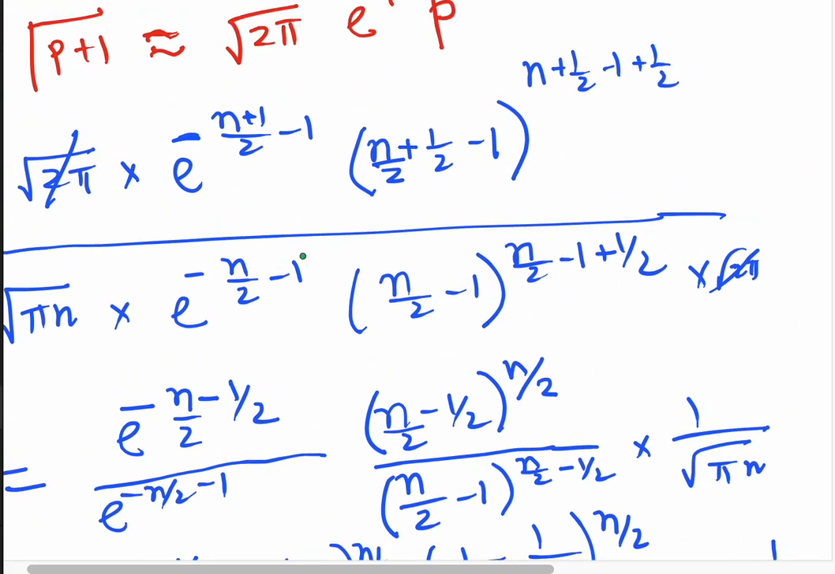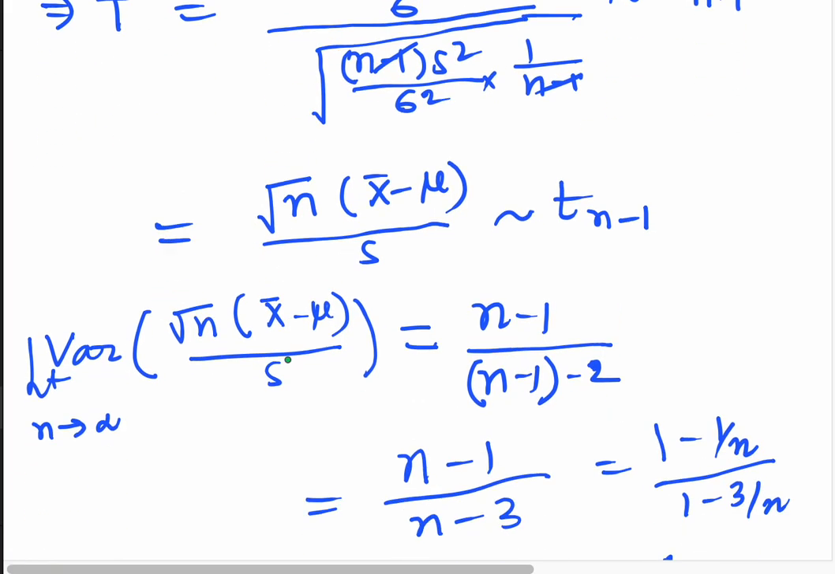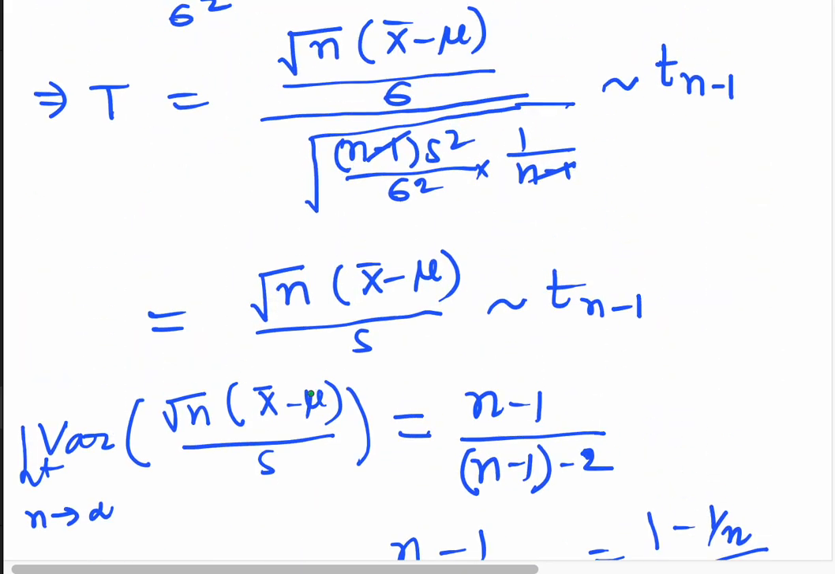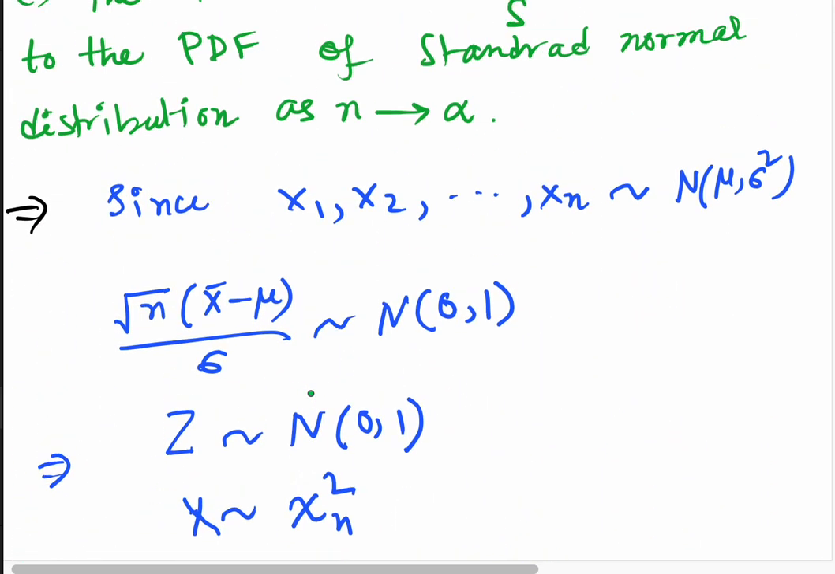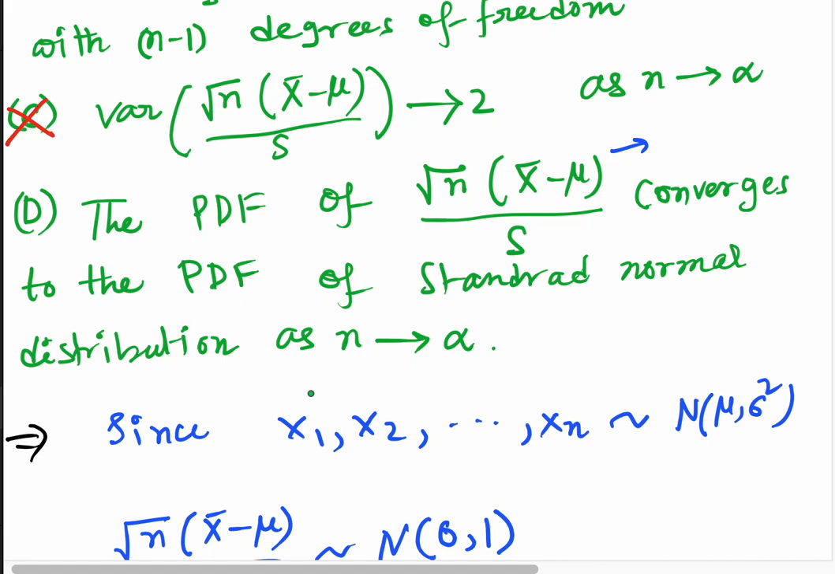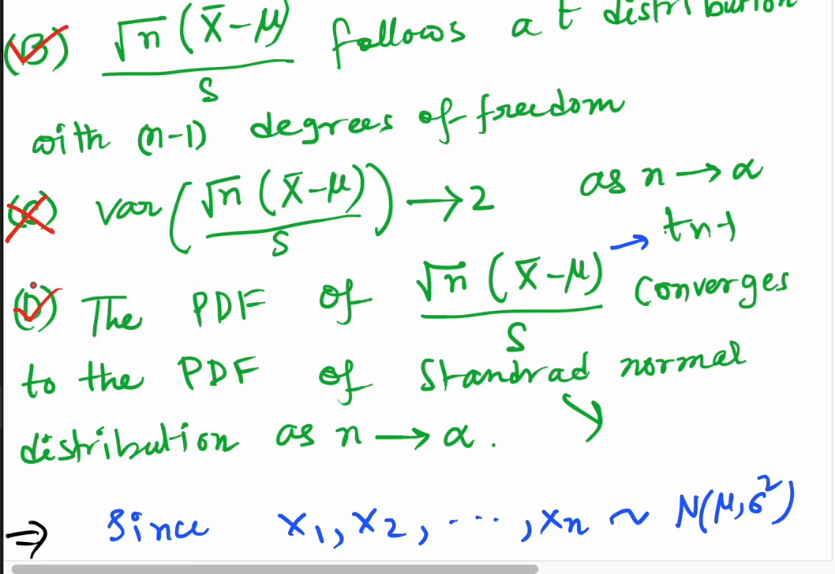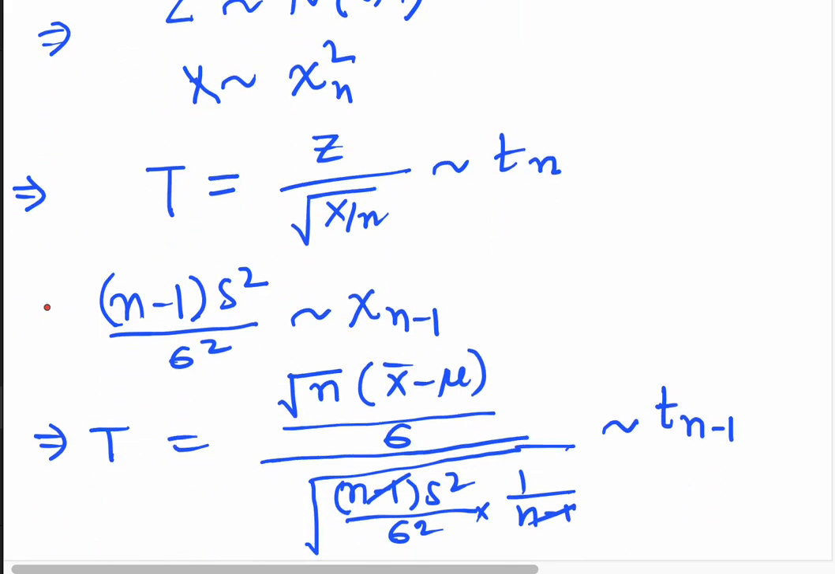So that means as n tends to infinity, the t distribution with n degrees of freedom converges to the standard normal distribution. So that means this n minus 1 case will also converge to the standard normal distribution as n tends to infinity. So that means it is also true. So only this option C is not true. Now let's move toward the next question.